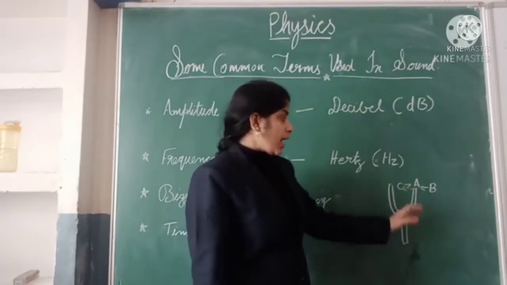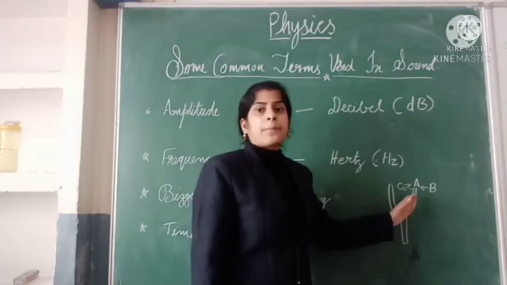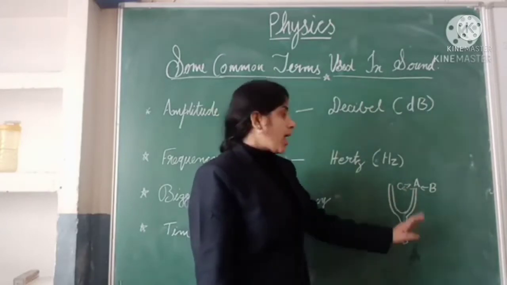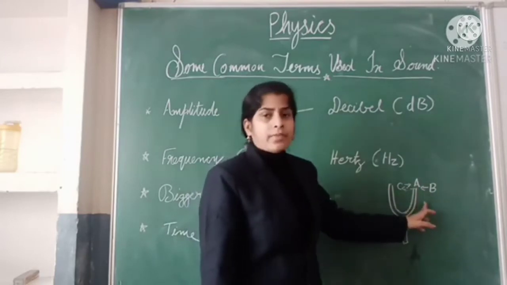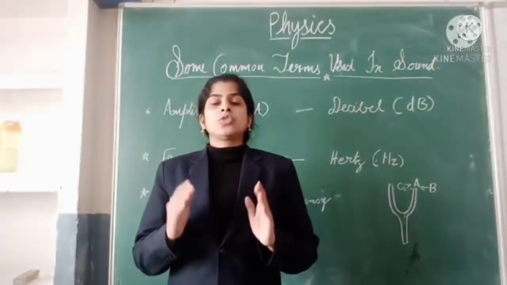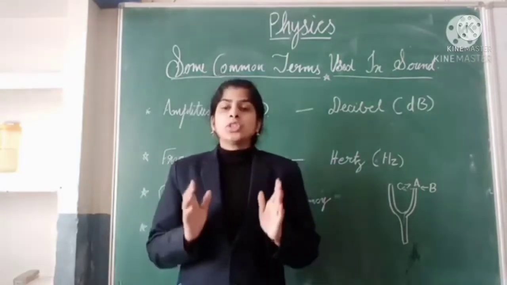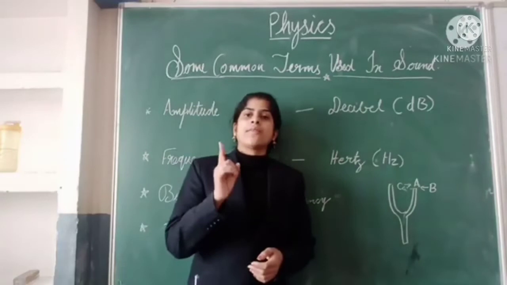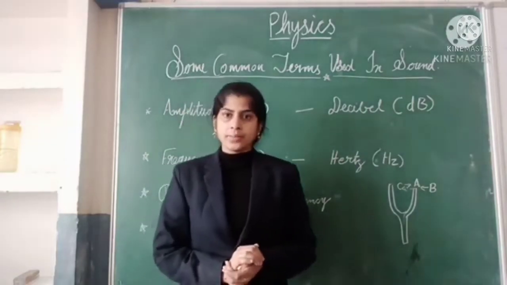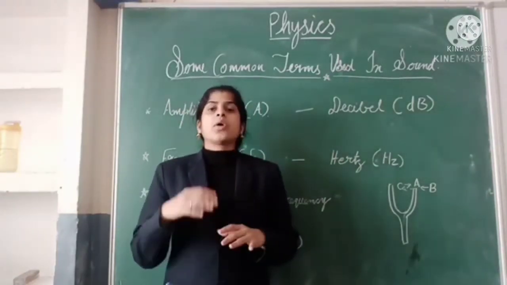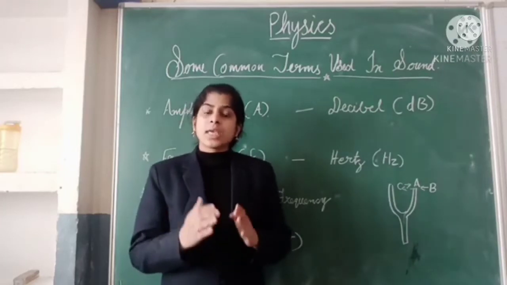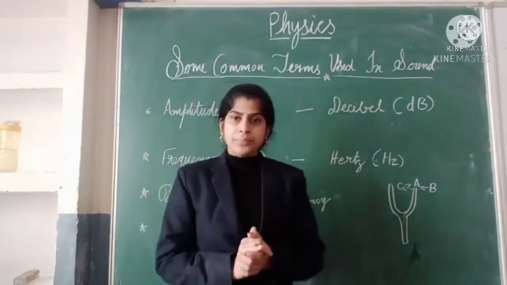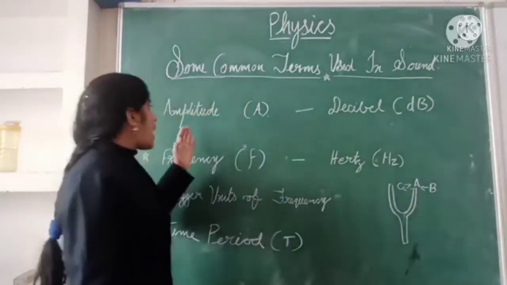Clear? And these vibrations are periodic vibrations. And what is one vibration? This to and fro motion about the mean position is known as one vibration. All vibrating bodies or particles cause the same or similar motion. And next is amplitude.